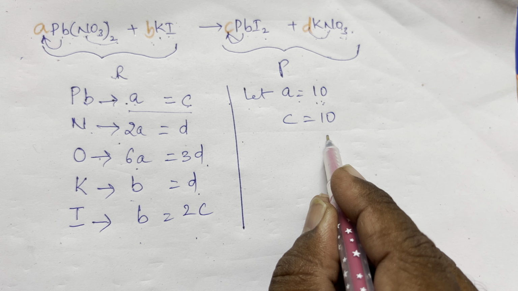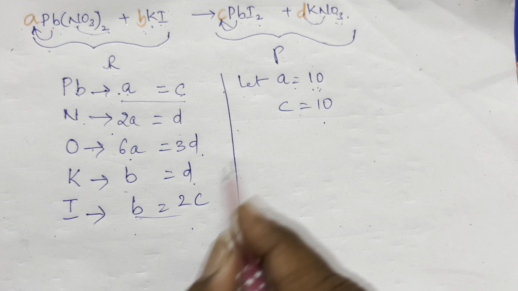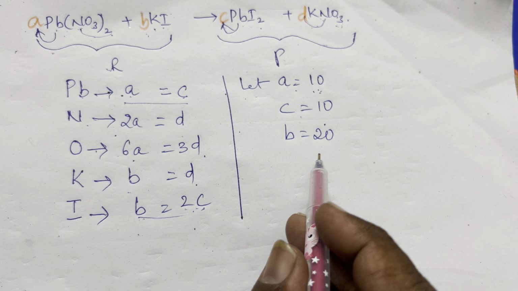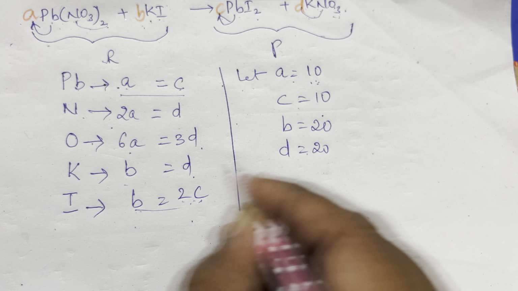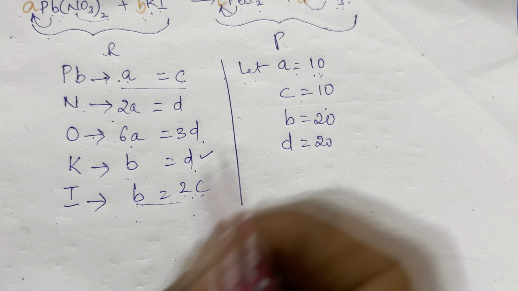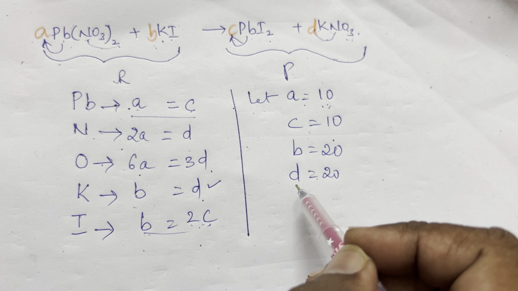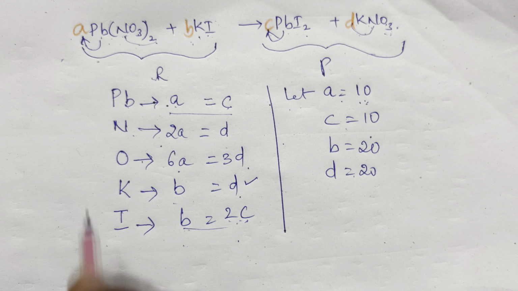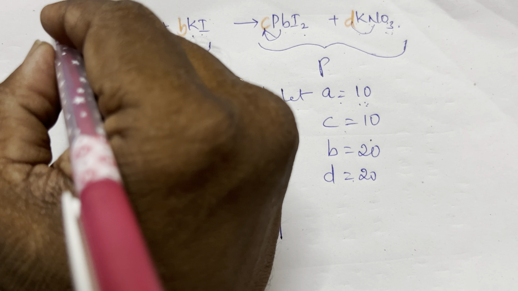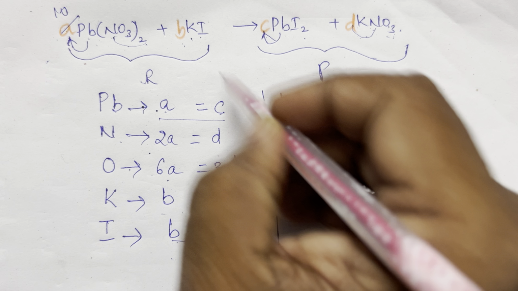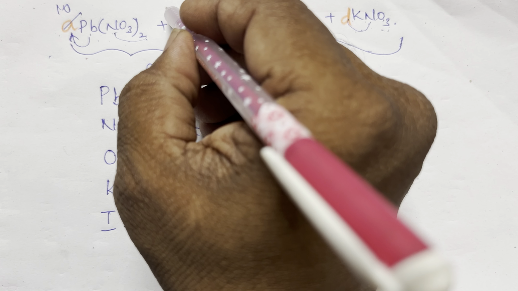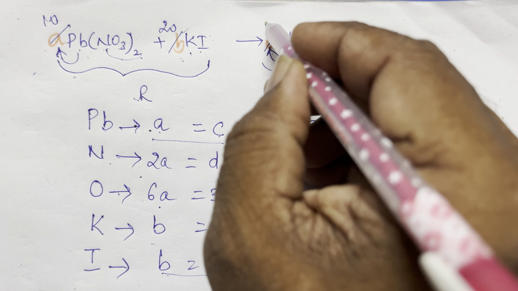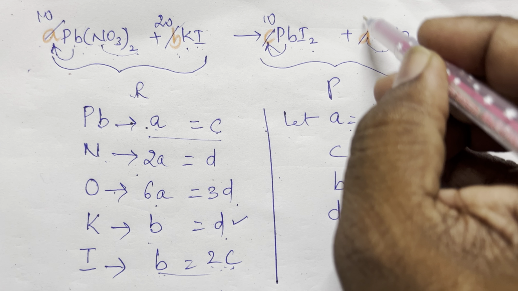When C is equal to 10, then B is equal to, look here, 2 into 10, which is 20. So B is equal to 20. When B is equal to 20, then ultimately D also will be equal to 20 from this one. Am I right or not? So we got A, B, C, D. Now go to the equation and substitute all these values. A value is 10, then B value is 20, C value is again 10, and D value is 20.